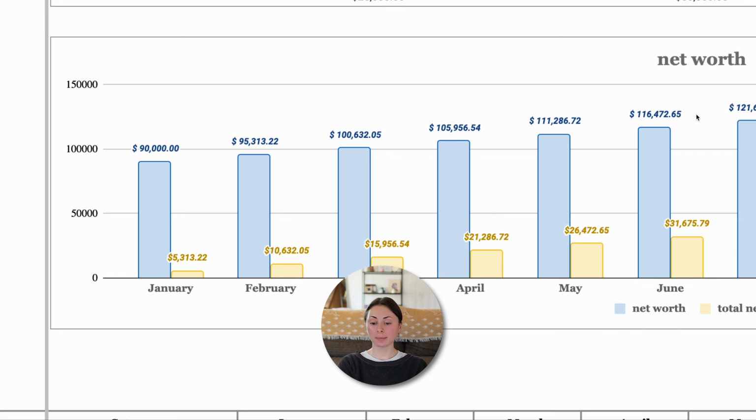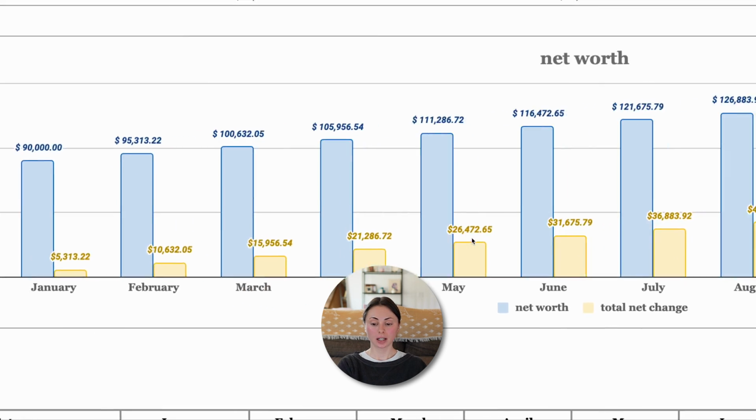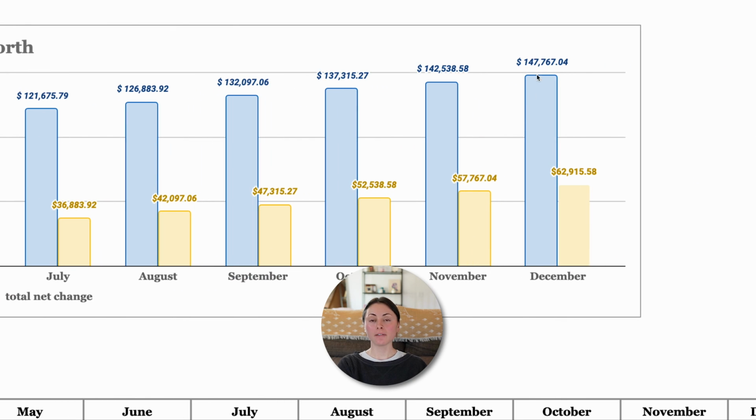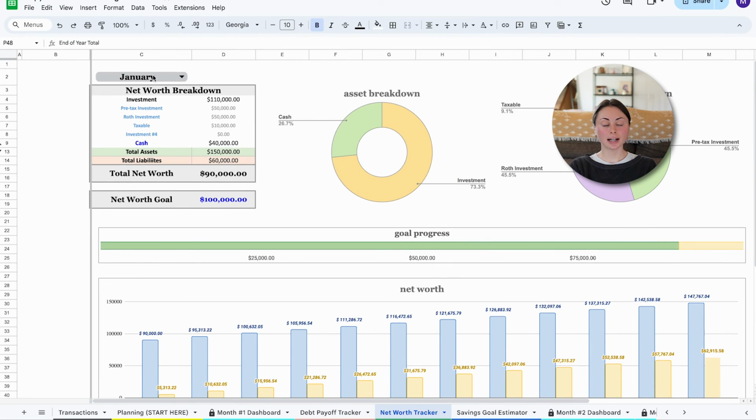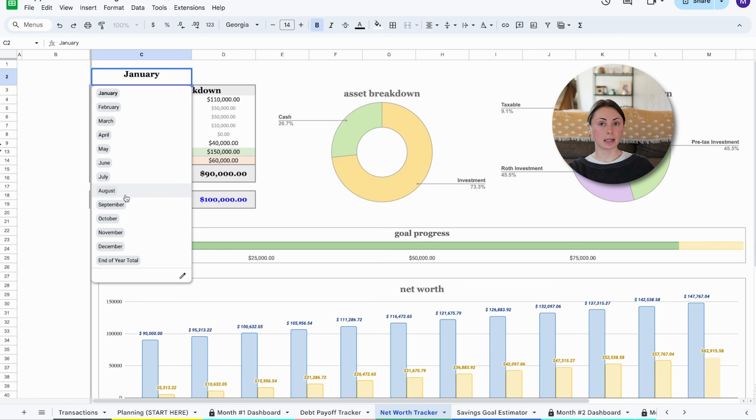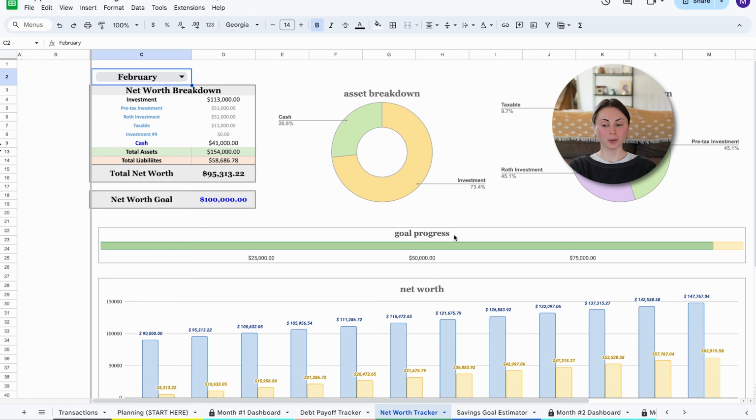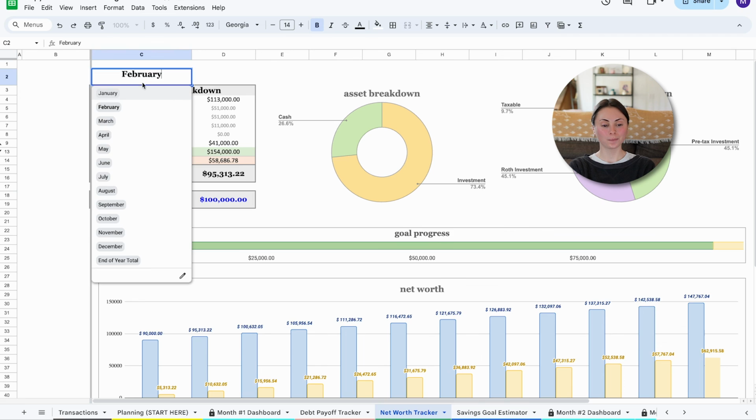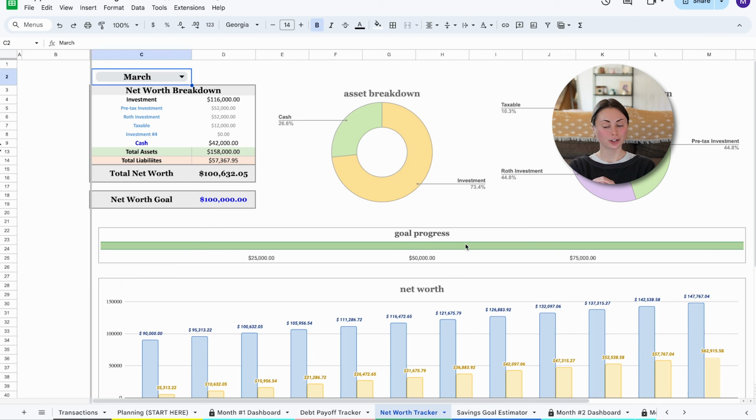As the net worth is climbing, you can also see the cumulative total of your net worth increase. So by the end of the year, having $147,000 net worth, and you know you increased your net worth total by about $63,000. And you can go here and see what your status was at any month of the year. Let's go to February. February, we're getting a little closer on the goal. And we know March surpassed that.